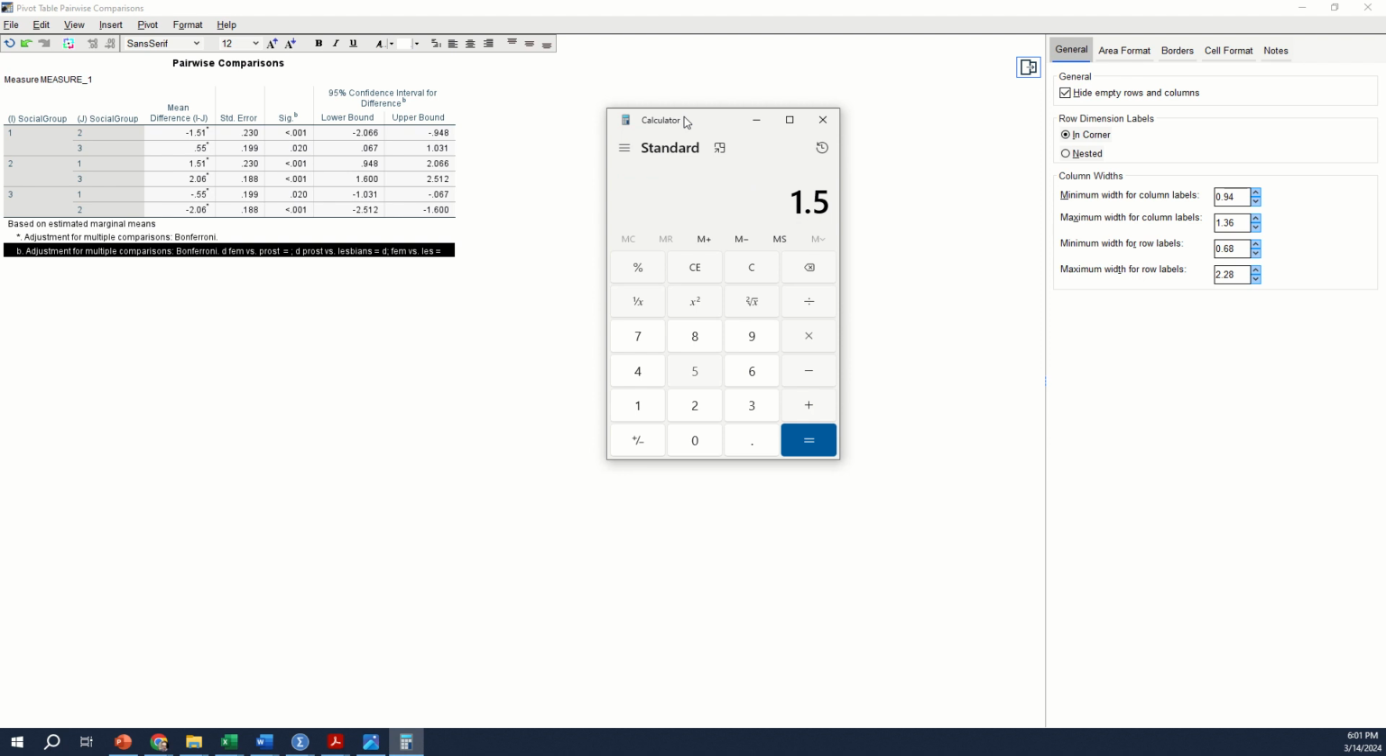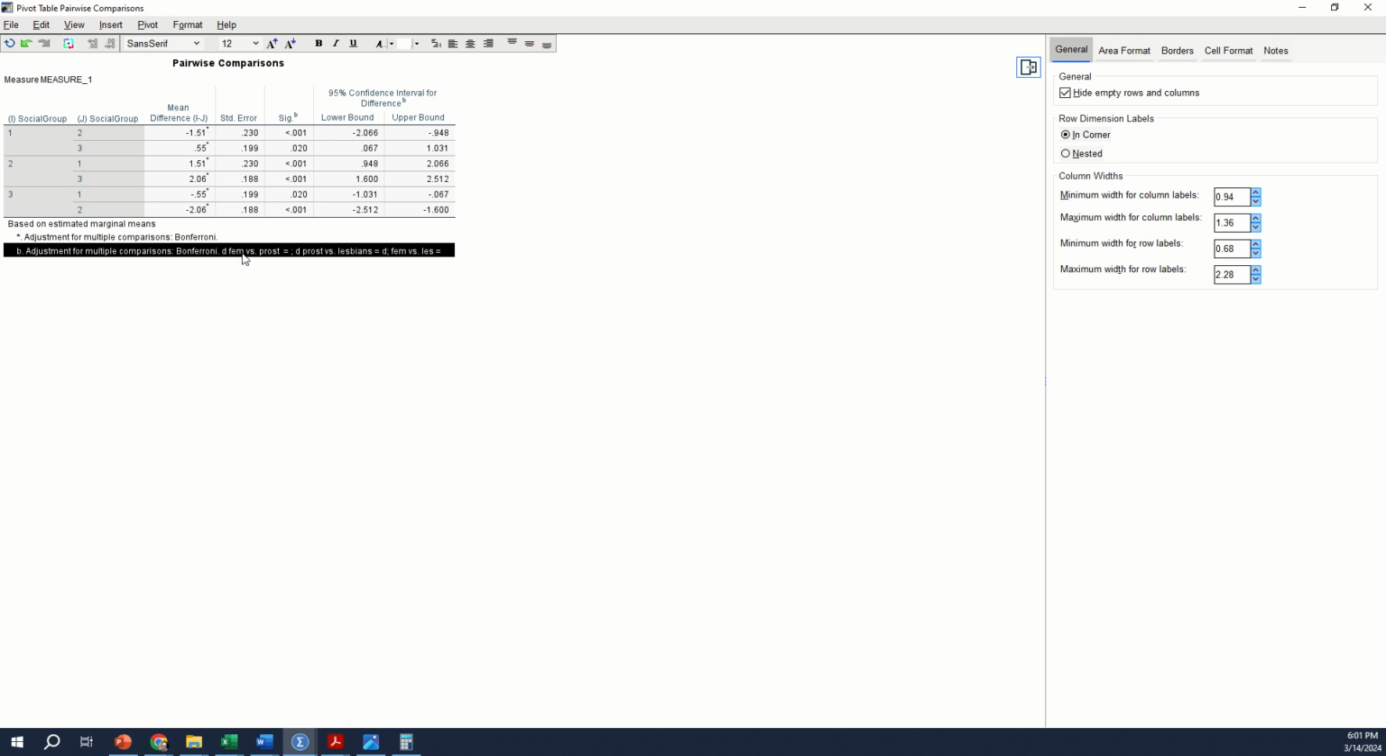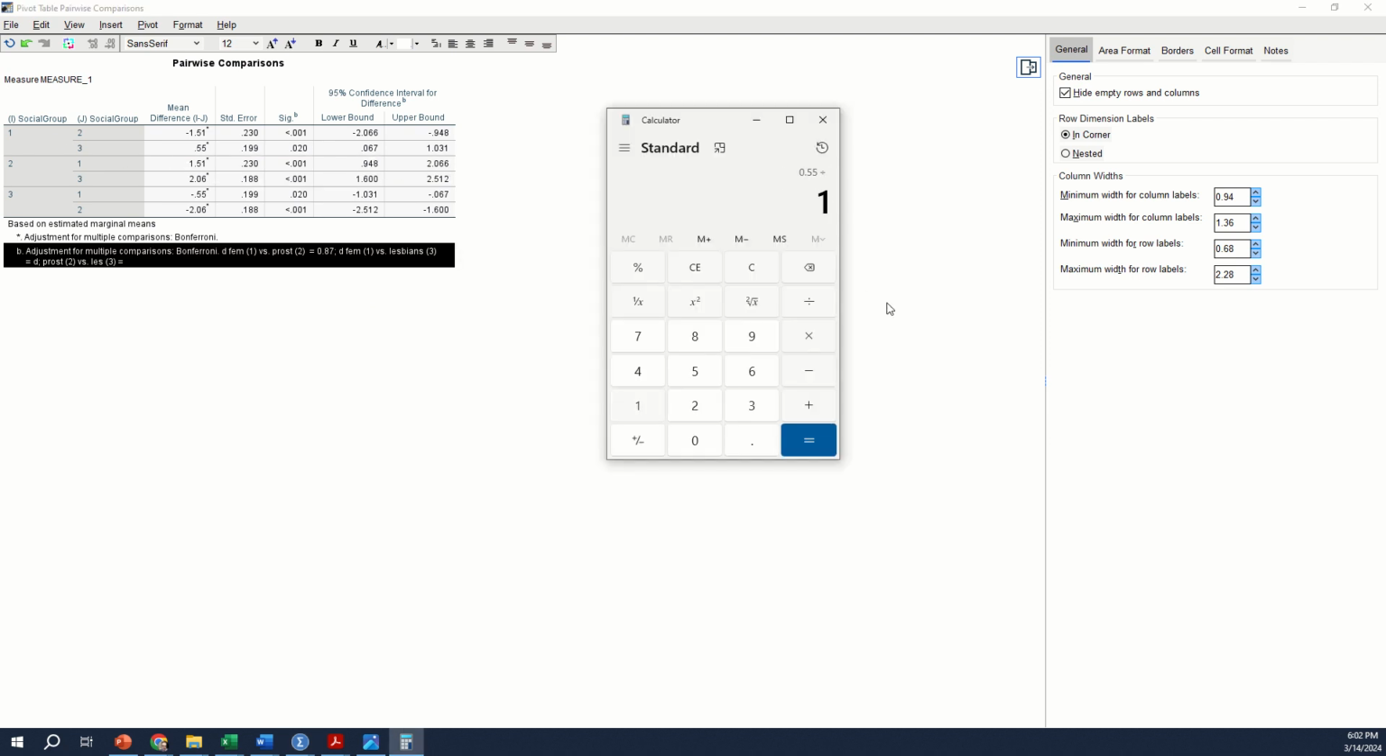So 1.51 divided by 1.73 gives us a D value of 0.87. So that's 1 versus 2. And then this will be D for feminists versus lesbians, so 1 versus 3. And then finally, prostitutes versus lesbians. I messed up the order there. That's why it's so confusing. I don't know why they just can't name these for us. So prostitutes versus lesbians is 2 versus 3. Okay, so now we have 1 versus 3, so that's 0.55 divided by 1.73.